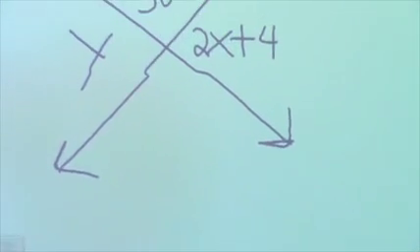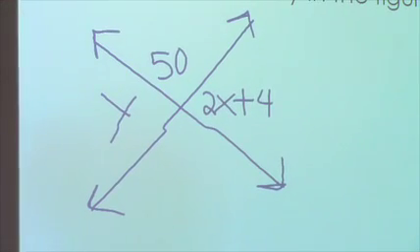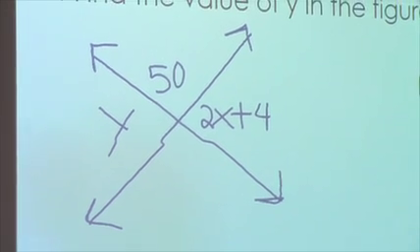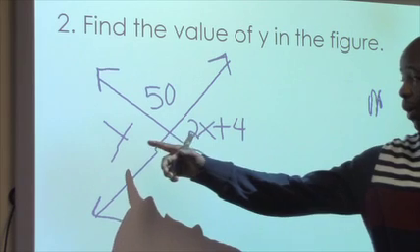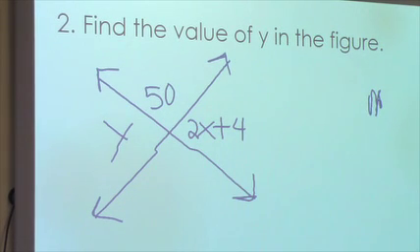Okay. So for number 2, I don't know why this wouldn't go away. We can leave that for now. It's not bothering us. So for number 2, we see that we have a vertical pair of angles. Angle y and 2x plus 4 will be vertical angles.